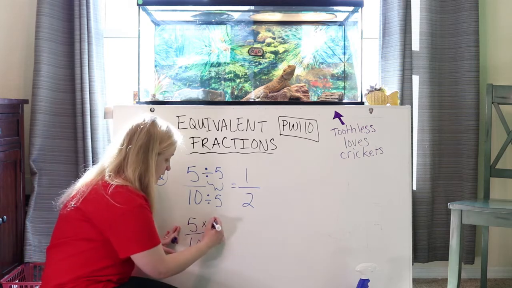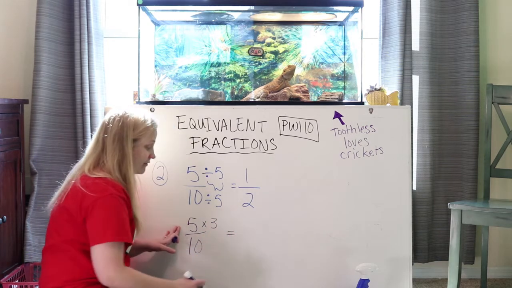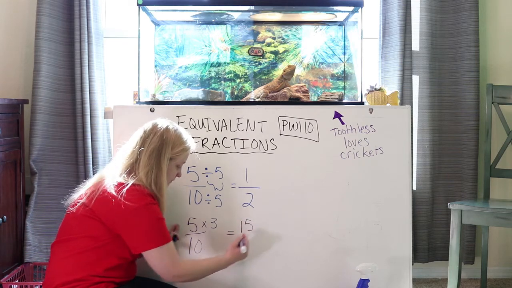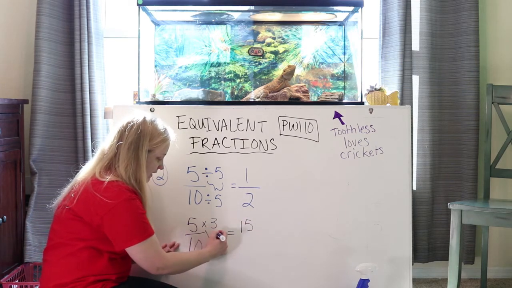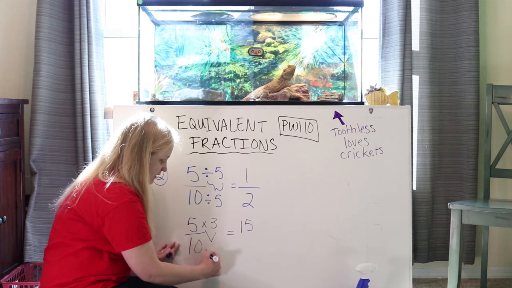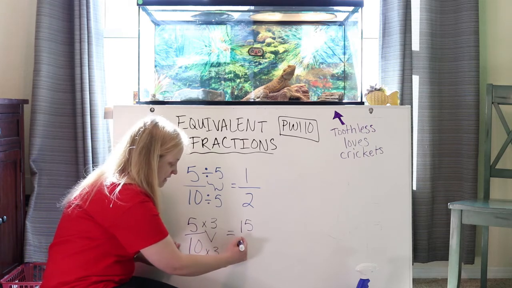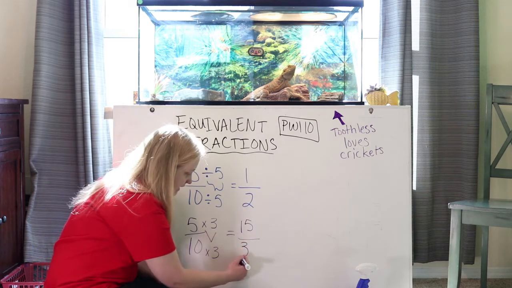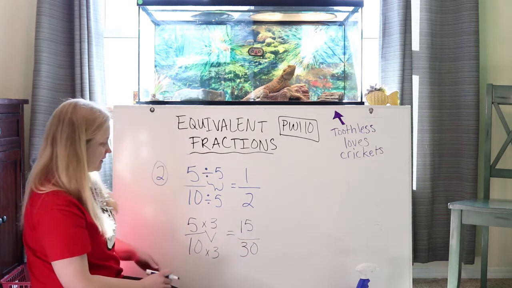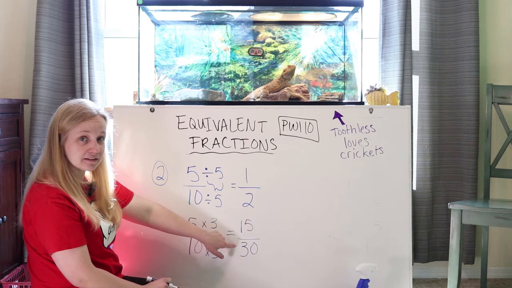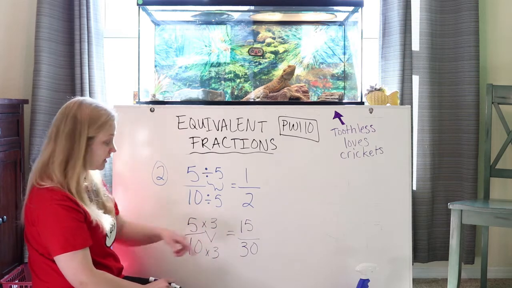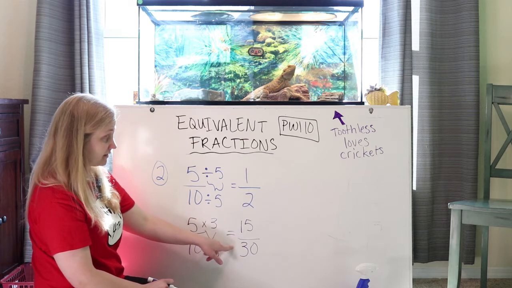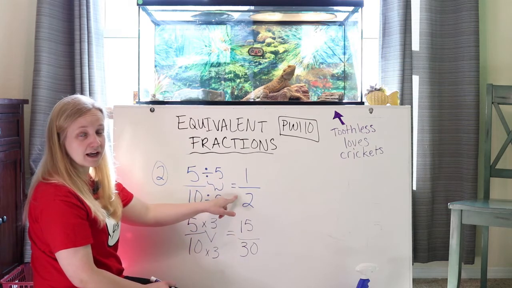5 times 3 to write an equivalent fraction. 5 times 3 is 15. If I do it to the top, I have to do it to the bottom. So 10 times 3 is going to give me an equivalent fraction. 10 times 3 is 30. 15/30 is equivalent or equal to 5/10. 15/30 is also equal to 1/2.